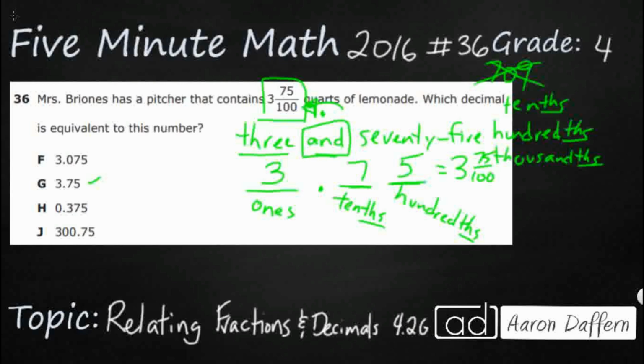Let's take a look to see what these other ones look like. F. So this at least has a 3 in the ones place, but take a look at this. This goes over 1, 2, 3 place values. That 3rd place value right there is the thousandths. That's what you get into in 5th grade. Tenths, hundredths, thousandths. So what this is, this is 3 and 75 thousandths. So it's got 1 too many zeros.